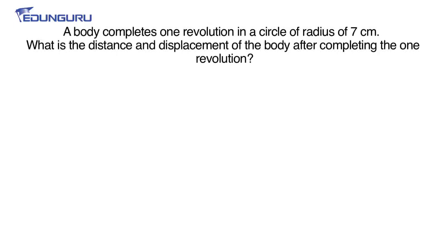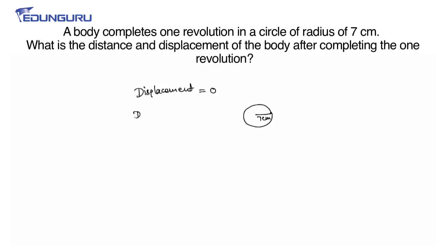A body completes one revolution in a circle of radius 7 centimeter. Now the question is, what is the distance and displacement of the body after completing one revolution? First of all, the displacement, I think everyone knows, the displacement will be 0. Why 0? Because the body started from the same point and ended at the same point. So displacement is 0.